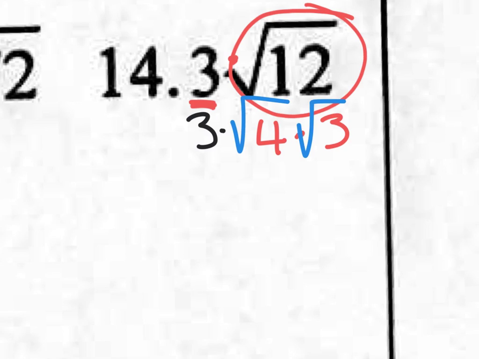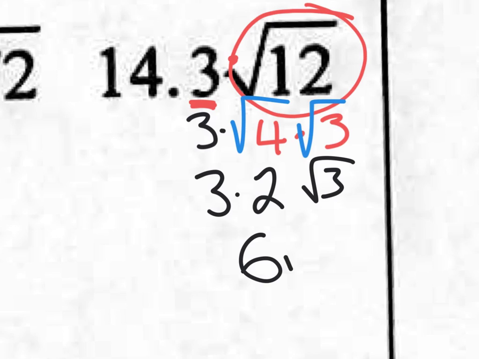So the whole purpose of getting a perfect square number is to be able to do that square root. So you're going to end up with 3 times 2 times the square root of 3. So your final answer will be 6 square root of 3.